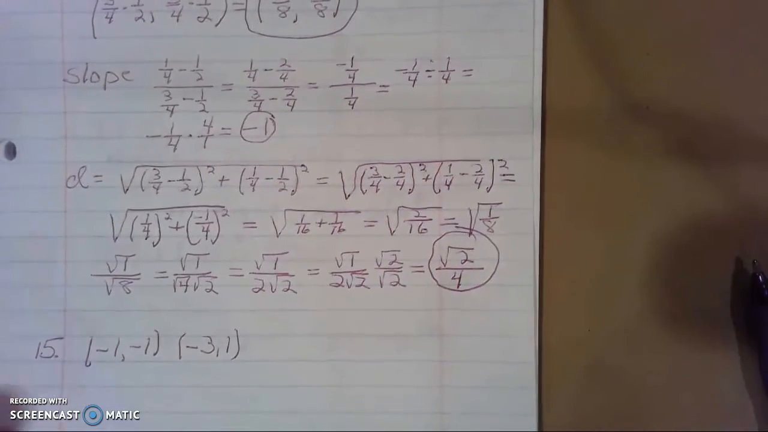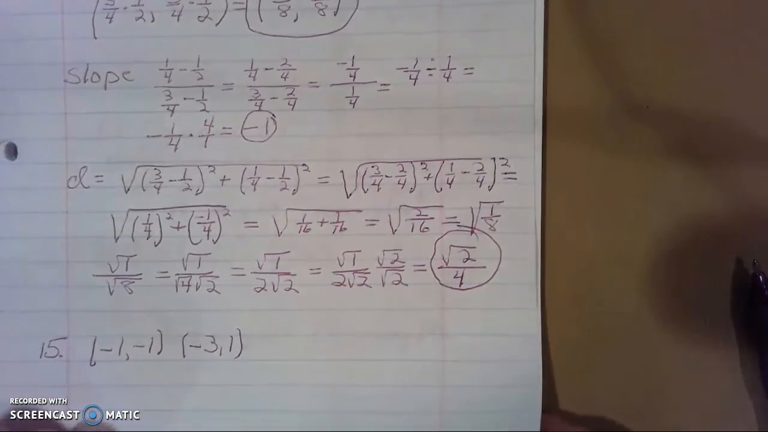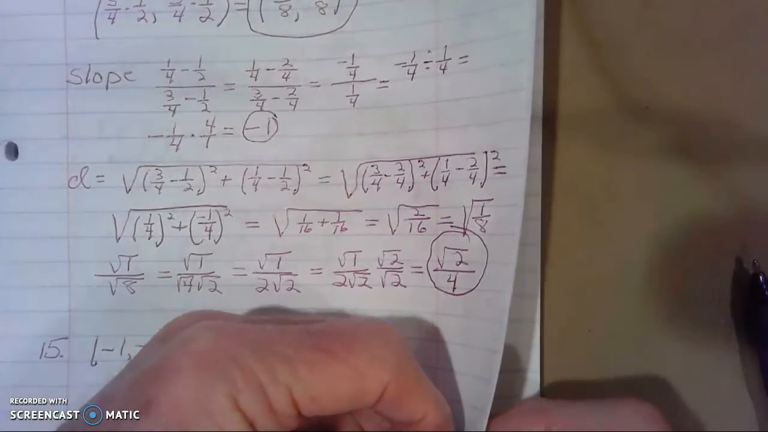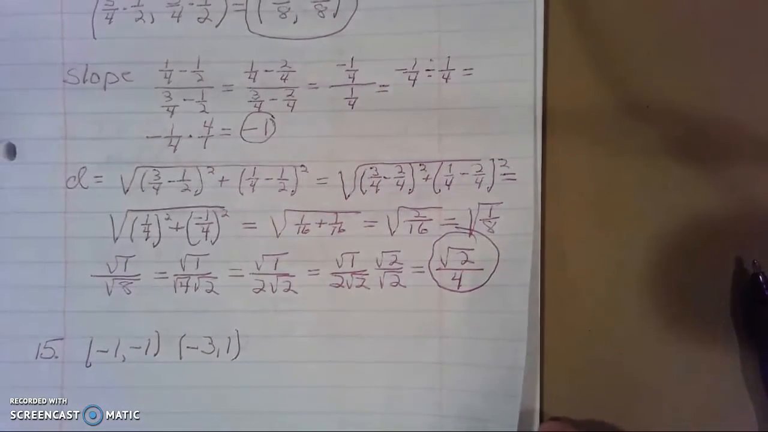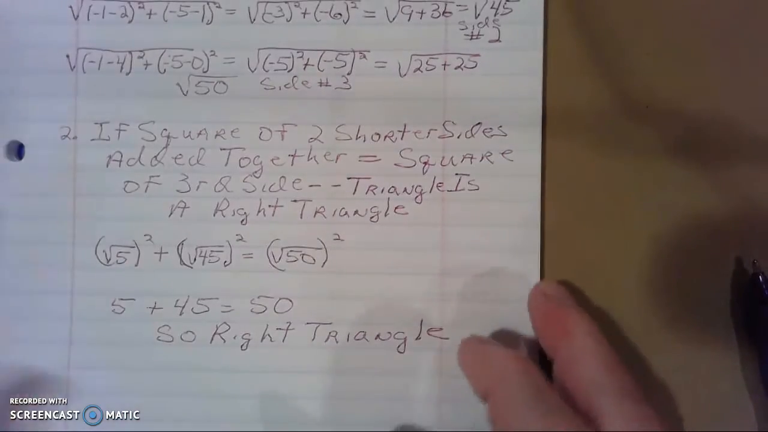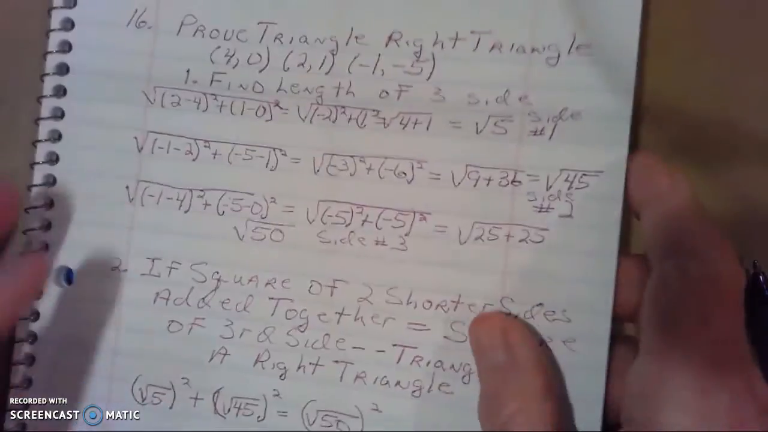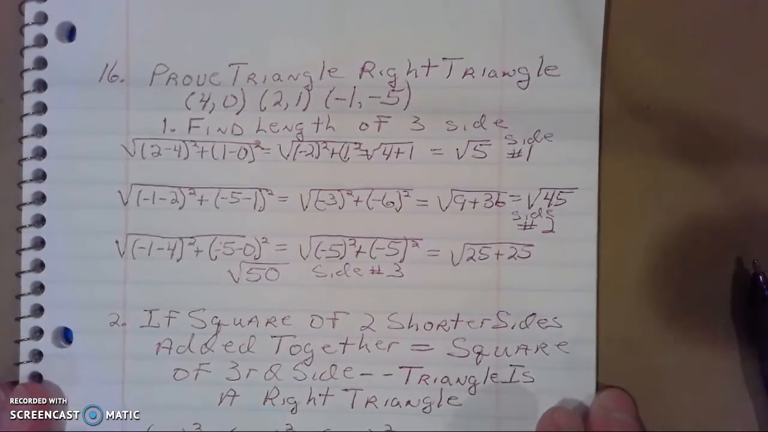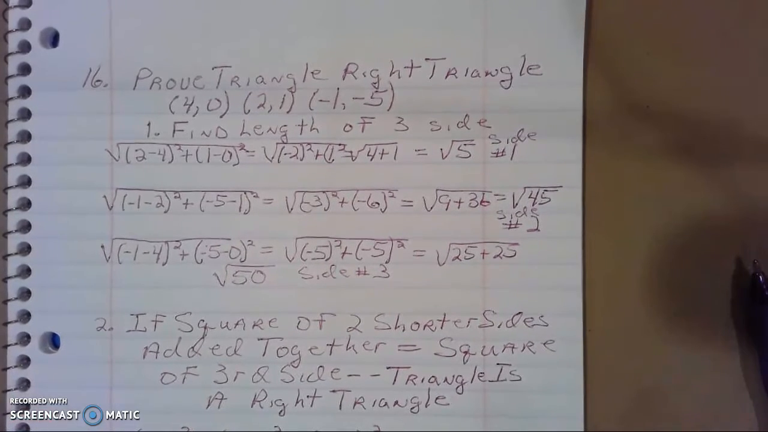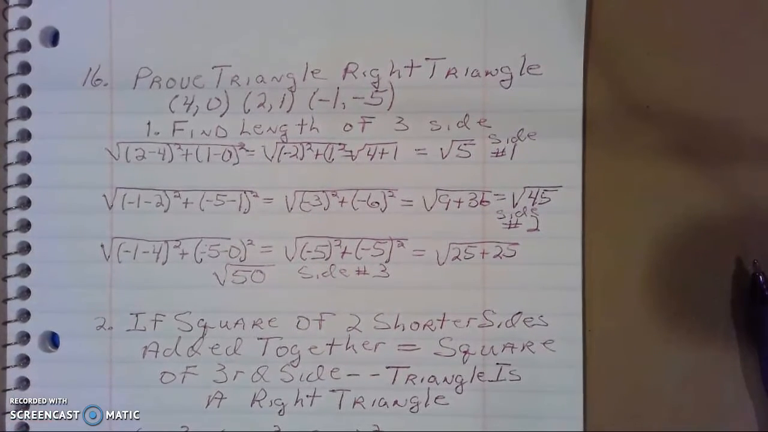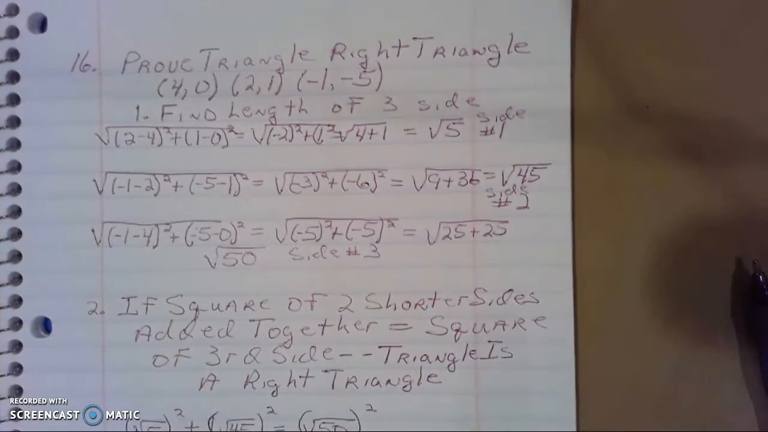Number 15 is shown here. What you're to do, the 2 points you're to use, negative 1, negative 1, and negative 3, you want. Then, number 16 is to prove a right triangle. To prove a triangle is a right triangle, here's the 3 points, 4, 0, 2, 1, and negative 1, negative 5.